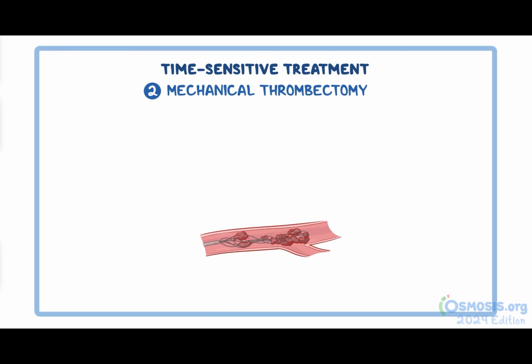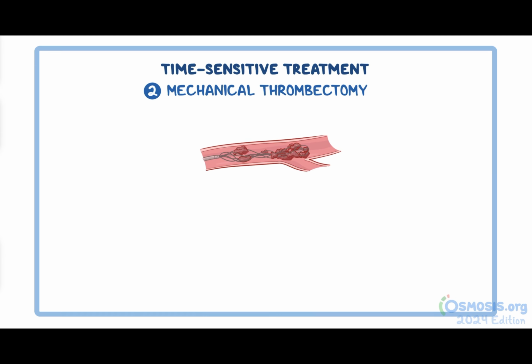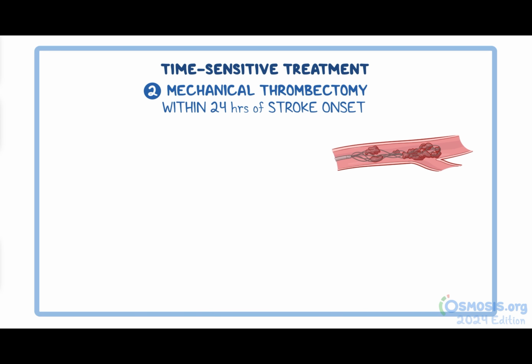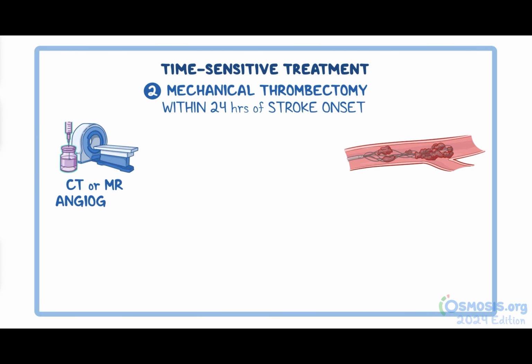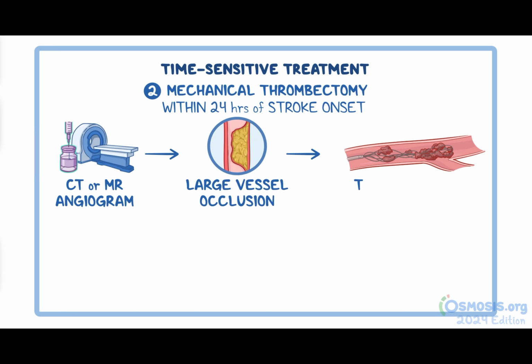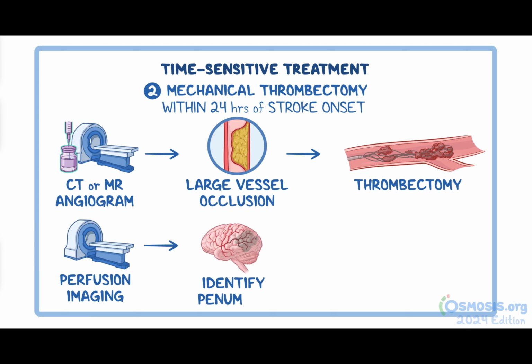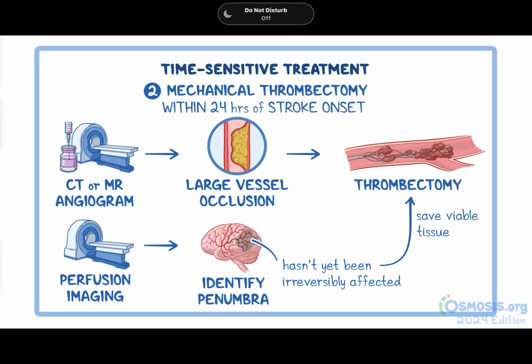The second time-sensitive treatment is mechanical thrombectomy of a clot, but only if your patient is presenting within 24 hours of stroke onset. In this case, you need to obtain a CT or MR angiogram, and if you identify a large vessel occlusion, you could proceed with a thrombectomy. Additionally, perfusion imaging can help you identify penumbra, which refers to the brain tissue surrounding the ischemic region that hasn't yet been irreversibly affected. If you identify penumbra, proceed with mechanical thrombectomy to save the viable tissue.